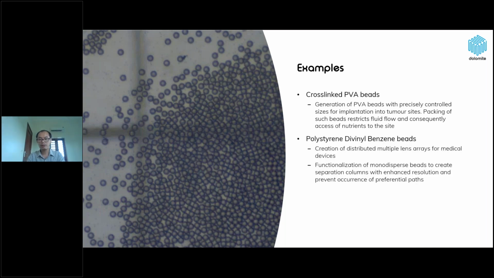We can make polystyrene divinylbenzene beads, with creation of a distributed multiple layer array for a medical device and functionalization of the multiple beads to create a separation column with enhanced resolution and prevent occurrence of preferential paths. And we can make PMMA beads from the microfluidics. So we create a medical device that encapsulates a radioactive isotope for implantation into a thermosite.